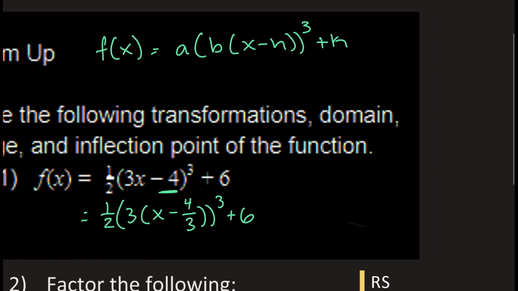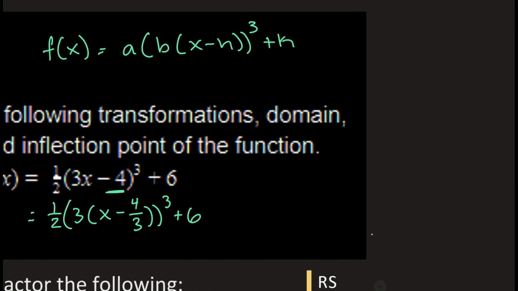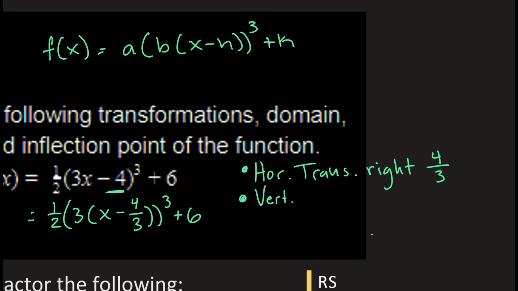So this means we move right how much? 4/3. So this is a horizontal translation right 4/3. What other transformation should have been here? What does the 1/2 do? It's a vertical compression by 1/2.